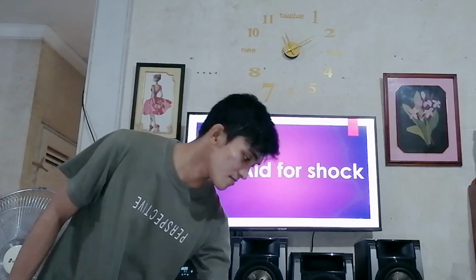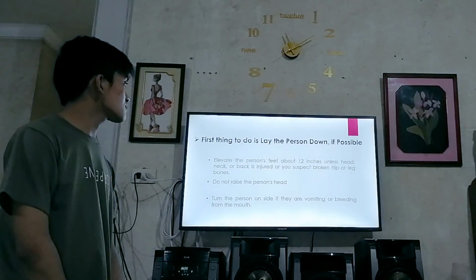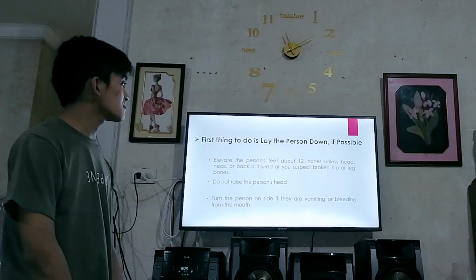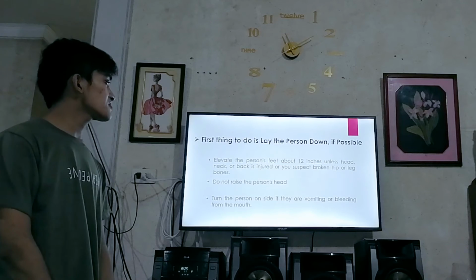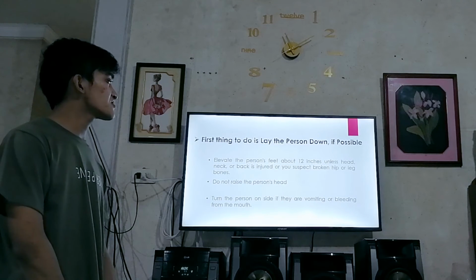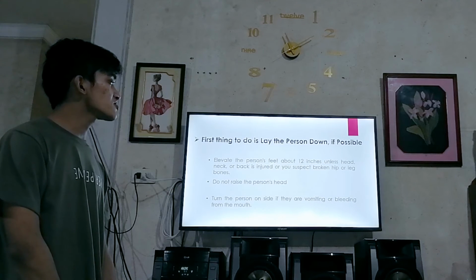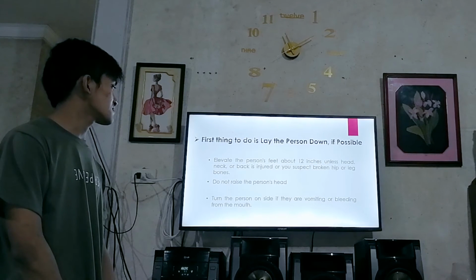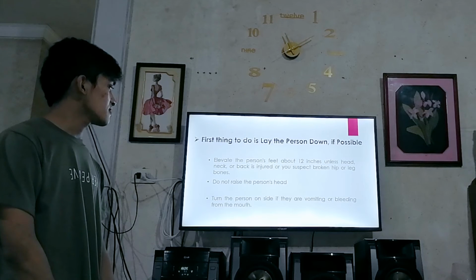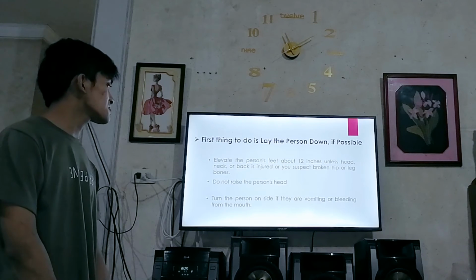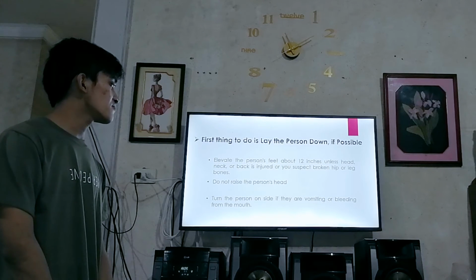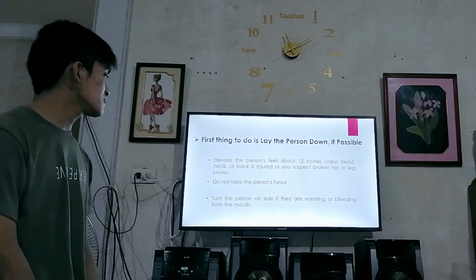First aid for shock. First thing to do is lay the person down if possible. Elevate the person's feet about 12 inches unless the head, neck, or back is injured or you suspect broken hip or leg bones. Do not raise the person's head. Turn the person on the side if they are vomiting or bleeding from the mouth.